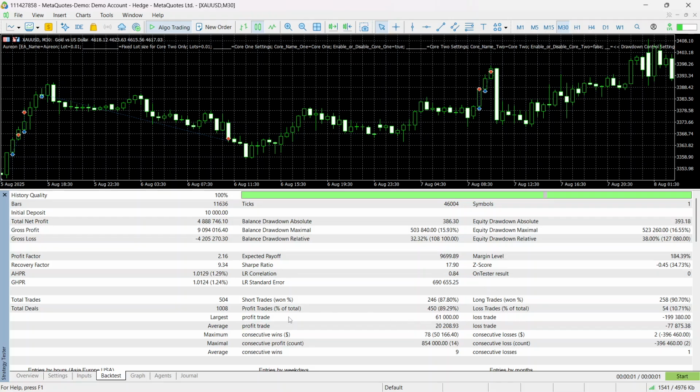Now moving on to the profits and loss numbers. We have the largest profit at $61,000 and the largest loss at $199,000, which is more than two times the largest profit trade, and is similar with the average: 20,000 average profit and 78,000 loss average, higher than the average profit.